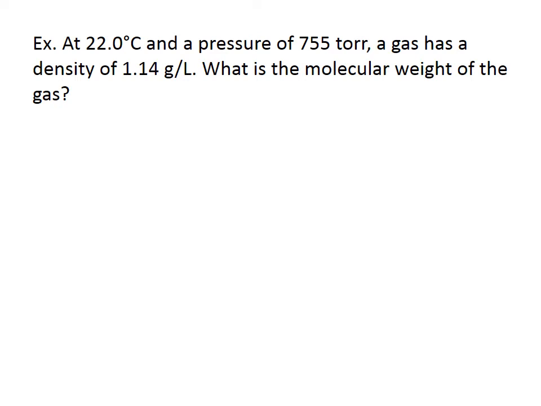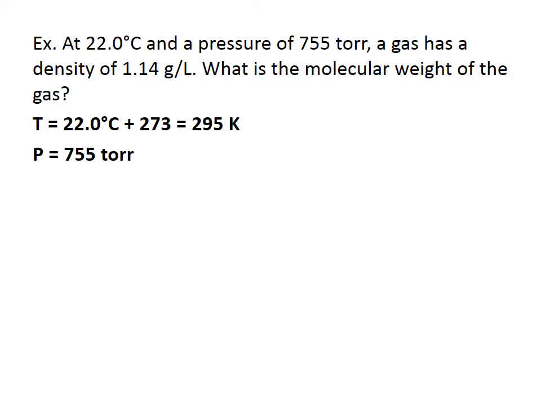So at 22 degrees Celsius and a pressure of 755 torr, a gas has a density of 1.14 grams per liter. What is the molecular weight of the gas? First thing we do is start breaking down the question. Identify what you're given. You're given the temperature, first thing. We know we're dealing with a gas law, so the temperature must be in Kelvin. So convert your degrees Celsius to Kelvin by adding 273.